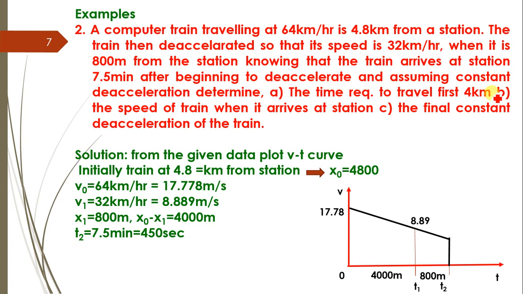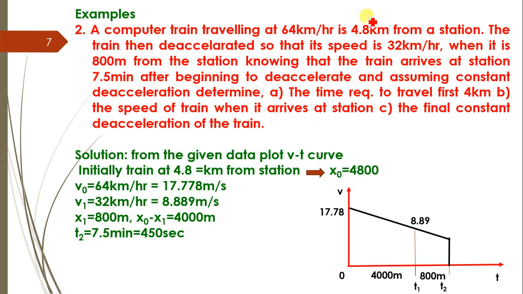Then again further its speed, and whenever its speed is 32 km per hour, the distance of the train from the station is equal to 800 meters. It means that here at this point initially the distance was 4800, and now at t1 the distance is equal to 800 meters.